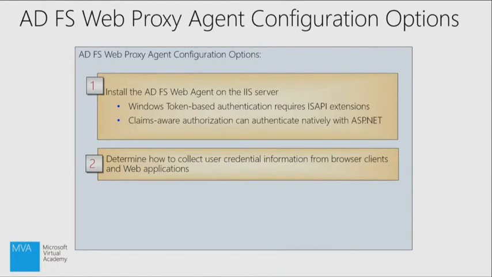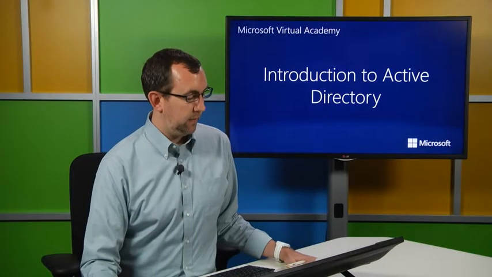You have two options: install the ADFS web agent on the IIS server. Windows token-based authentication requires ISAPI extensions. Claims-aware authorization can authenticate natively with ASP.NET. Or determine how to collect user credential information from browser clients and web applications outside. If we have some other way we want to do this, it can be customized.